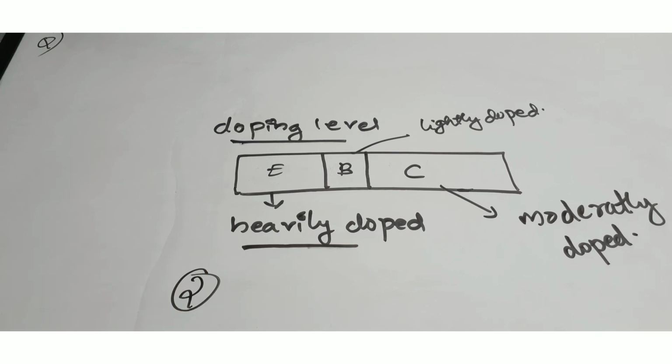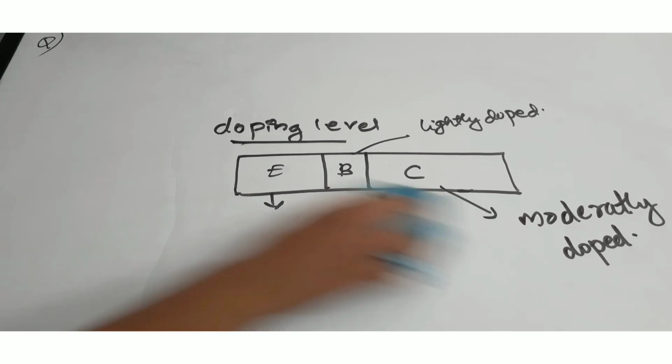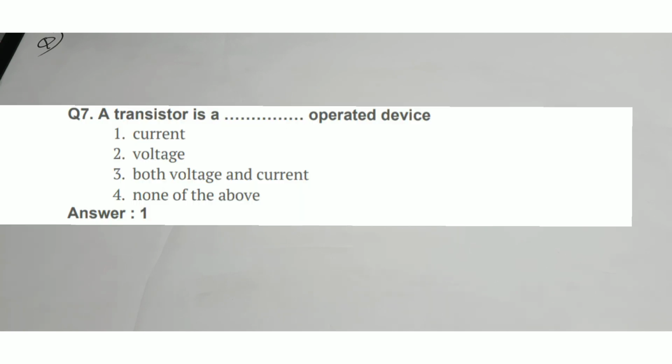Next question. Again a theory question. A lot of these types of theory questions can come in your exams. You can see on the board: a transistor is a dash operated device. Options are 1 current, 2 voltage, 3 both voltage and current, 4 none of the above.